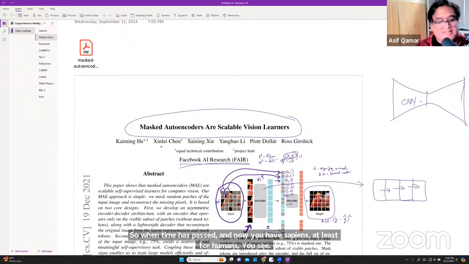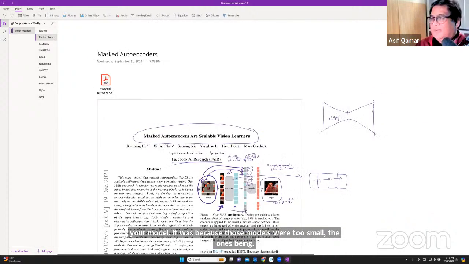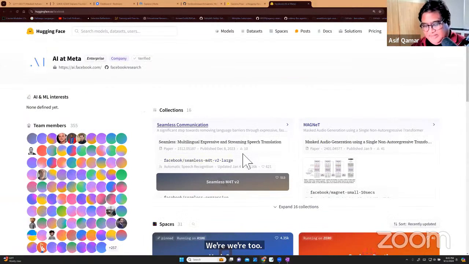And so the message is that you need to scale up your model. It was because those models were too small. The ones being used at that time were too small. Now, that's the paper reading part of it. Let's try and see whether this is true.